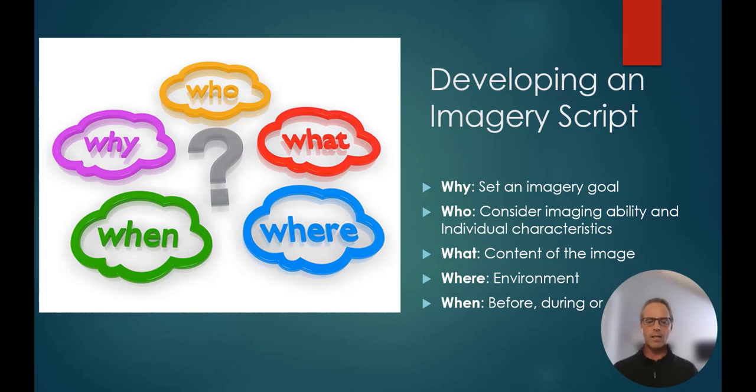What is the content of the image that you want to create? Again, going back to vividness. What's the environment like? So, again, when we create an imagery script, we want to create it as close to the actual environment that we are going to be in as possible. And oftentimes we even want to image while in that environment, right? We want to do our imagery there.